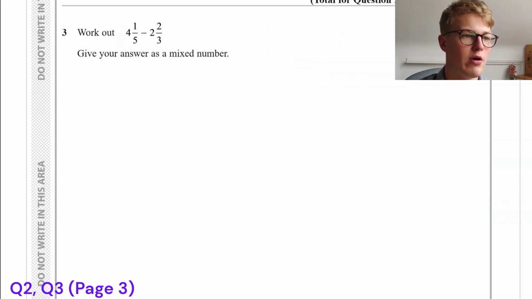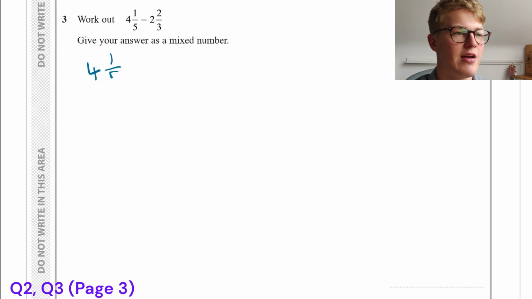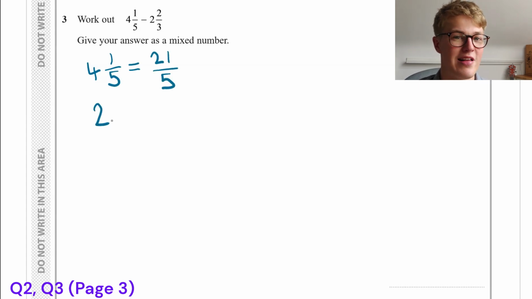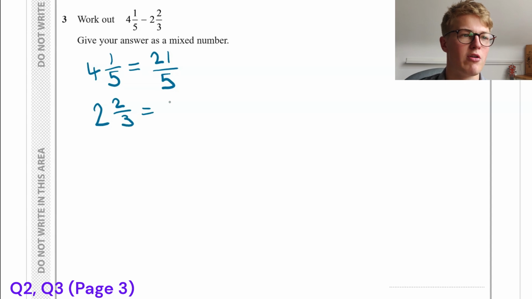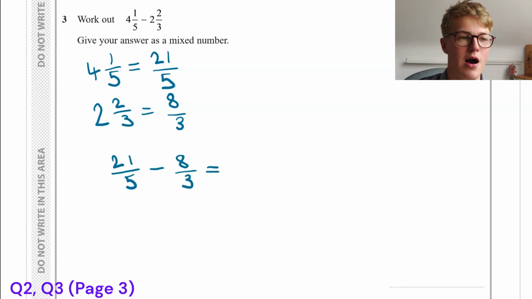Work out 4 and 1/5 minus 2 and 2/3. Give your answer as a mixed number. So the first thing I'm going to do is convert these mixed fractions into improper fractions. So 4 and 1/5 is 21/5, and 2 and 2/3 is 8/3. So we have 21/5 minus 8/3. I'm then going to find the lowest common denominator and then go from there.